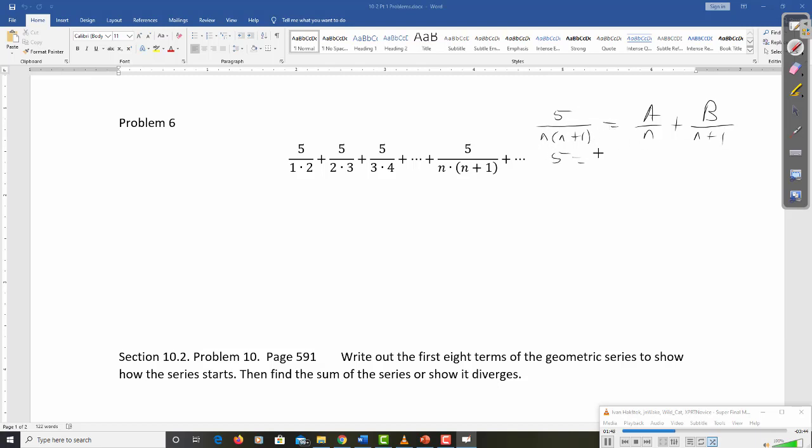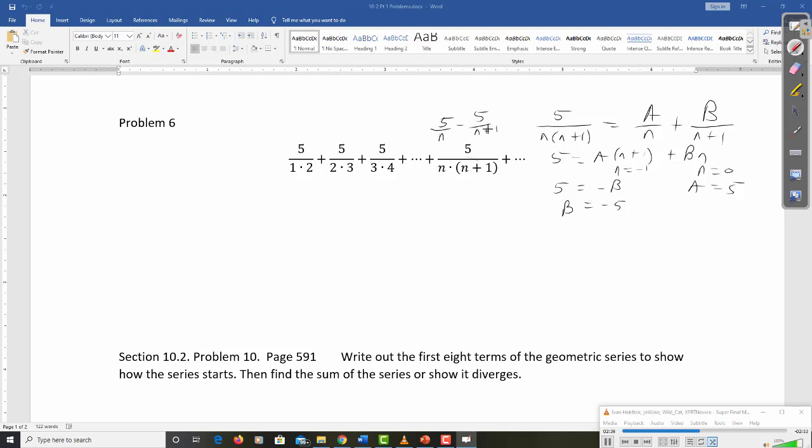So this will be 5 equals a times n plus 1 plus b times n. And I can do any n I want in this context. In the sequence, I couldn't really plug in a -1, but I can here. This is just an equation. So if I let n equal -1, I get negative b equal 5, so b equals -5. If I let n equal 0, then I have a equal 5. So that tells me the general term could also be written as 5 over n minus 5 over n plus 1.